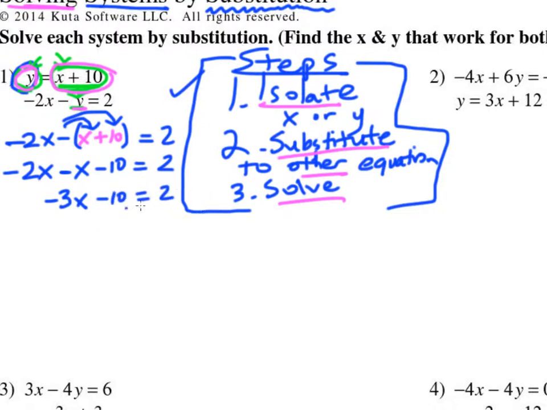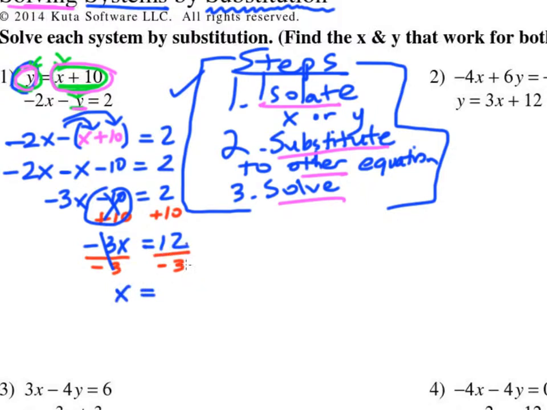So let's go ahead and add 10 to both sides. That's going to give me a 0 pair right here. So we get negative 3x equals, what is 2 plus 10? 12. All right, then to get x by itself, we want to divide by negative 3. Negative over negative makes it positive, so we're going to get x equals 12 divided by 3 is 4, but we have a negative, so x equals negative 4. Cool, so we solved for x.